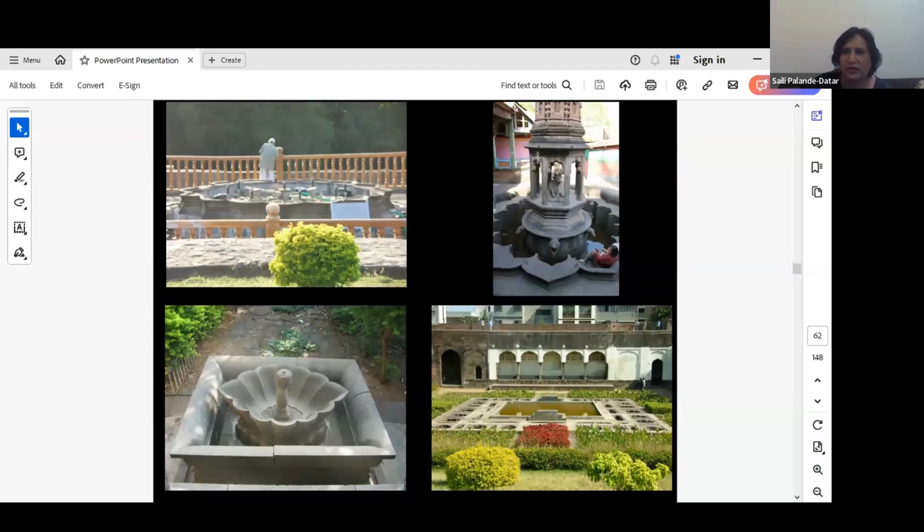in Shaniwar Wada, and these are some really very interesting mandapa like structures that you see. This is a Vahan mandapa, and yet a fountain at a place called Dhum.